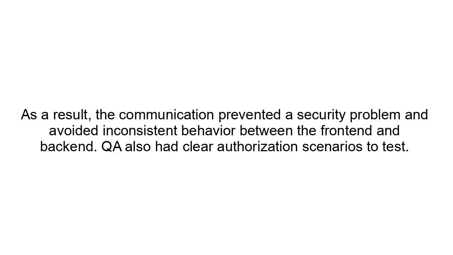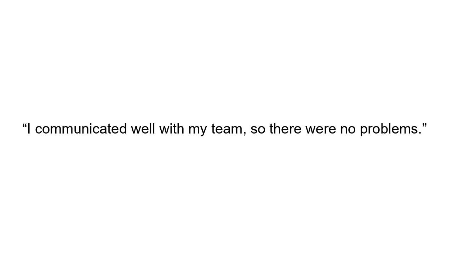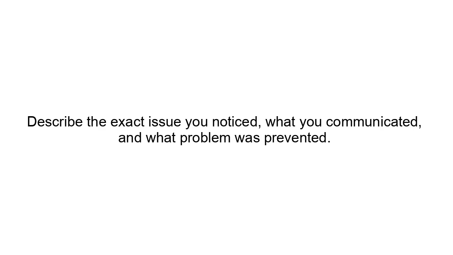As a result, the communication prevented a security problem and avoided inconsistent behavior between the front-end and back-end. QA also had clear authorization scenarios to test. Common mistakes to avoid. 1. Giving a general communication example. Bad answer. I communicated well with my team, so there were no problems. Better answer. Describe the exact issue you noticed, what you communicated, and what problem was prevented.